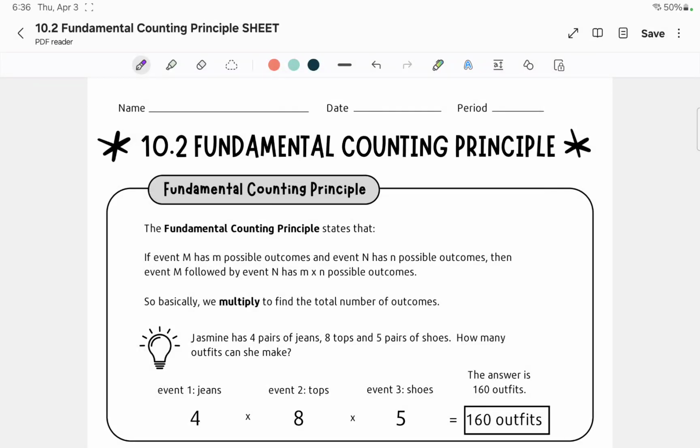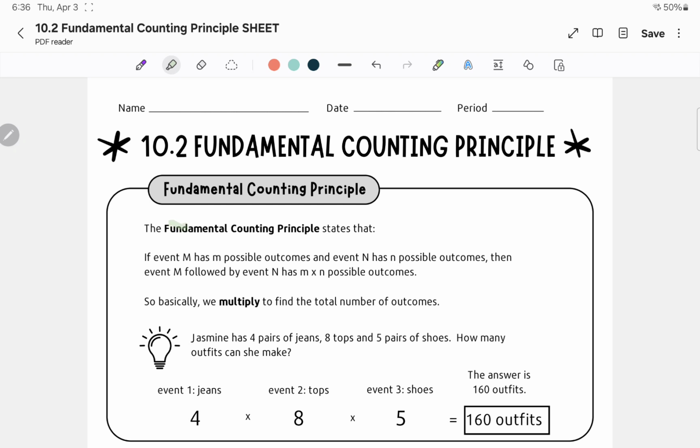Hello, welcome to lesson 10.2, Fundamental Counting Principle. So this is our second lesson in probability. Last time we made tree diagrams to find what the possible outcomes of events were. And this time we don't have to make any tree diagram. We don't have to write out the outcomes. We're just going to find the number of outcomes.